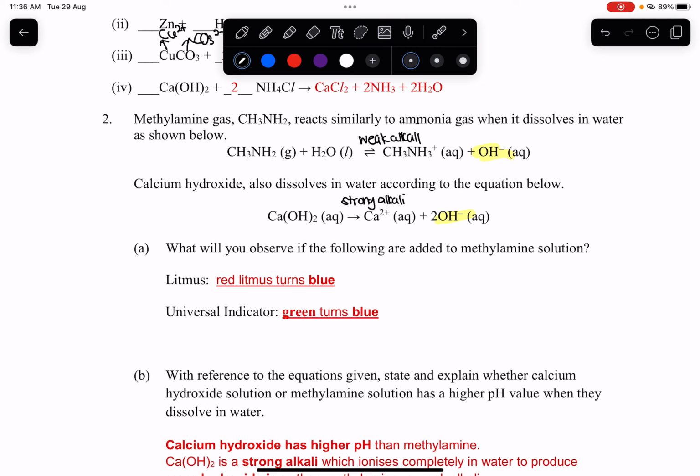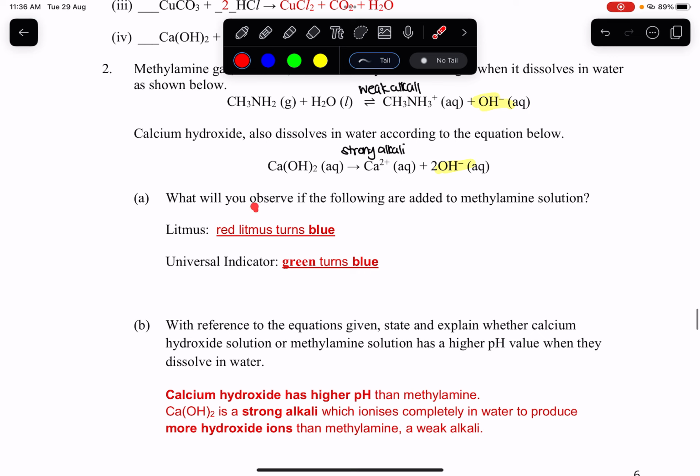So part 2A asks what would you observe if the following are added. You must talk about the initial color. When you say observation, it's always initial color and final color. So in this case for litmus, you must tell me that red litmus turns blue because it's an alkali. Universal indicator, original color is a green solution. So green color will turn blue because it's an alkali.